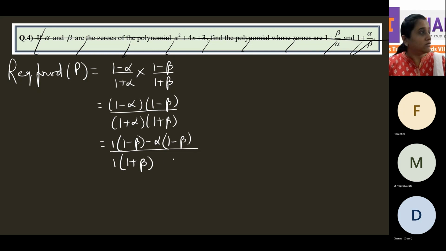Then plus alpha into 1 plus beta. Next step, multiply. 1, multiply and tell me loud. No, on the board. Tell me, I'll write. Don't write. Multiply in your mind and tell me.